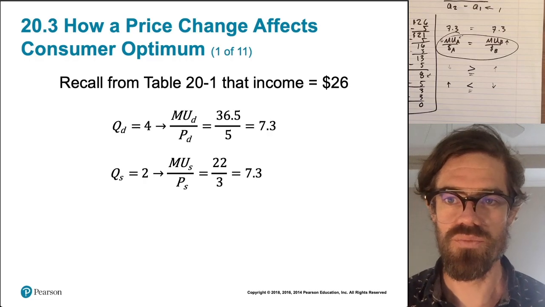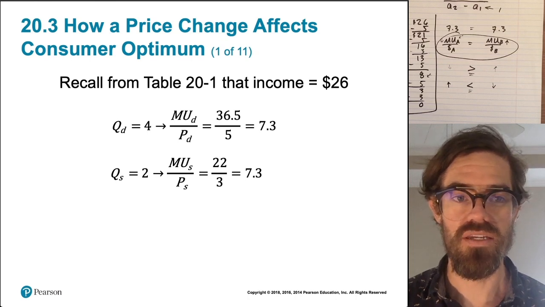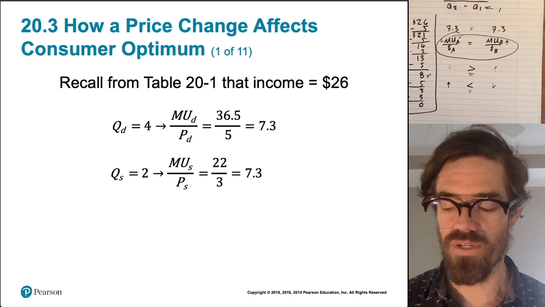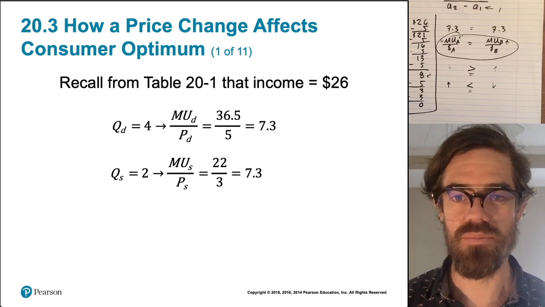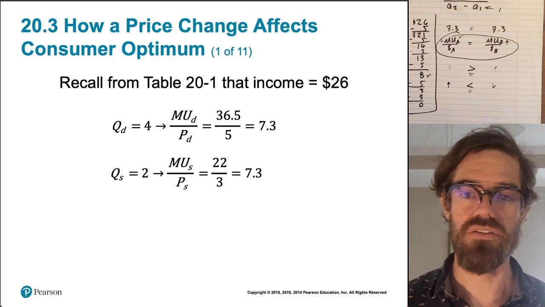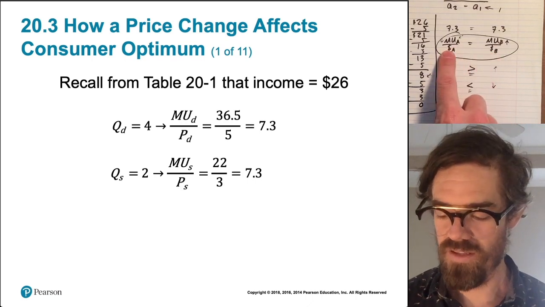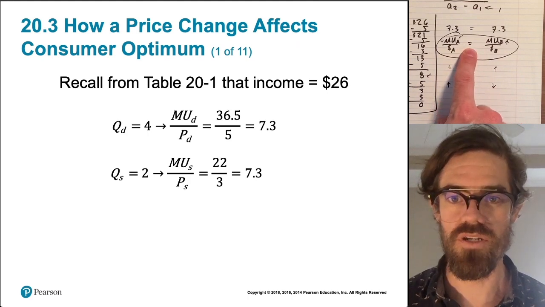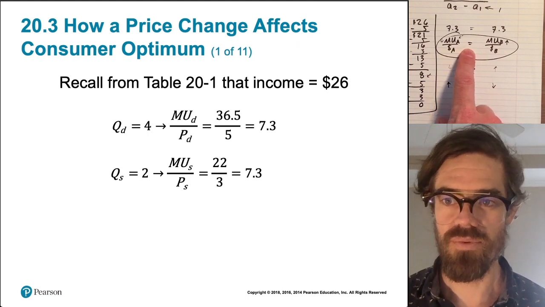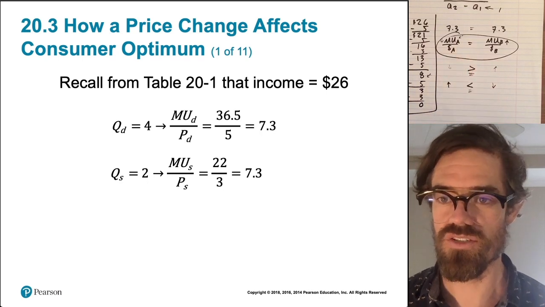All right, so in this section, we're going to look at how price changes affect consumer optimum. Now, since in a consumer optimum the marginal utility per dollar spent needs to be equal, if there's a price change, then this equality will no longer be true. And so basically, we're going to have a change in the consumer optimum as a result of a price change.